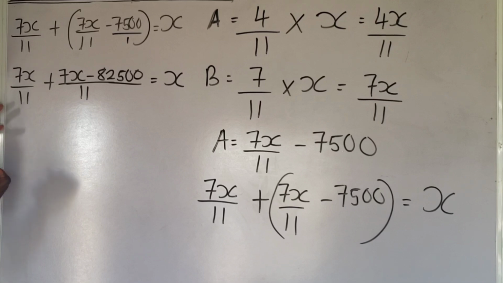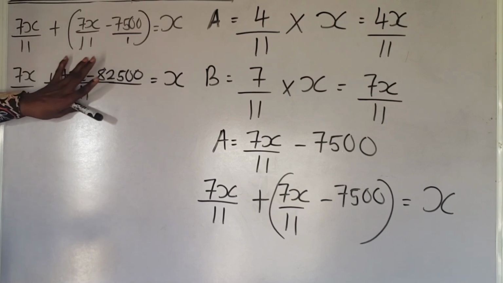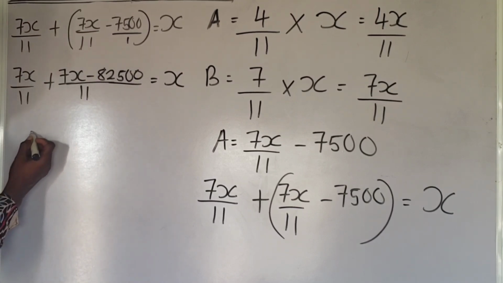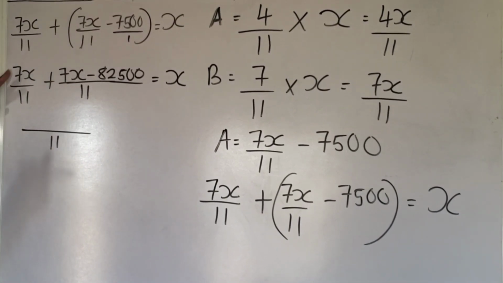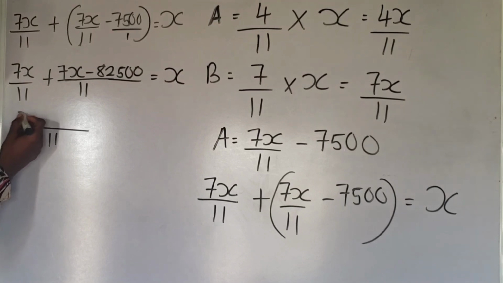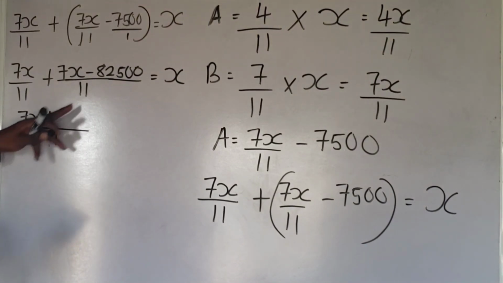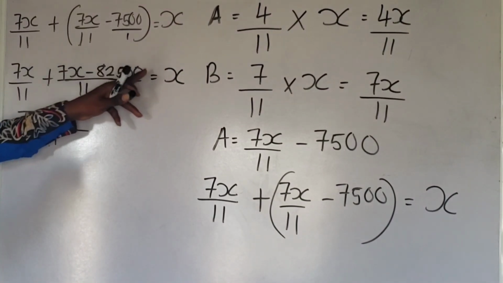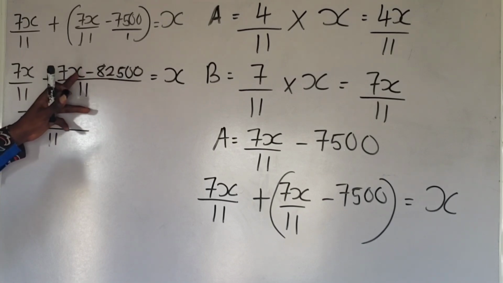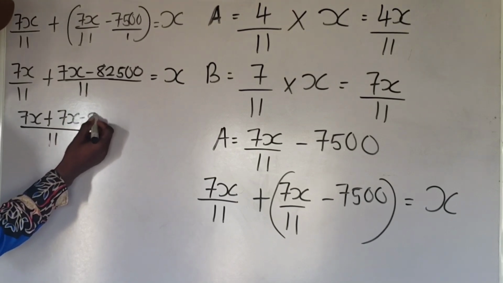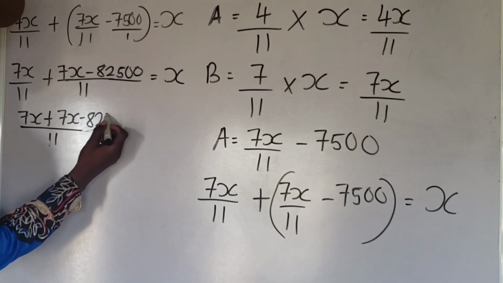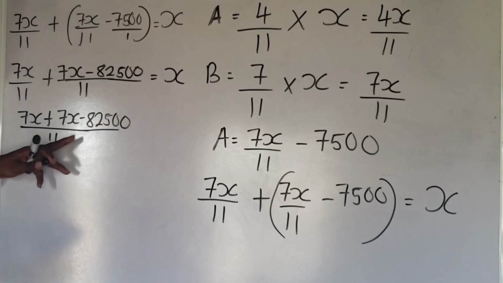Okay. Now, the next step is that I'm still going to take the LCM between this and this. I have two fractions. This is the first fraction and this is the second fraction. I have to take the LCM. The LCM here is what? 11. So 11 divided by 11 is what? 1. 1 multiplied by 7x, that is 7x. So I'm going to have 7x plus 11 divided by 11, that is 1. 1 multiplied by this entire 7x minus 82,500, that is 7x minus 82,500. Please, do you understand how I got this?